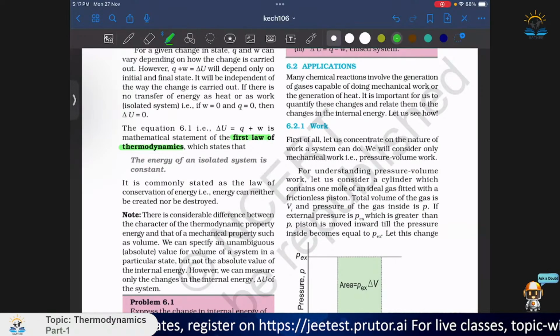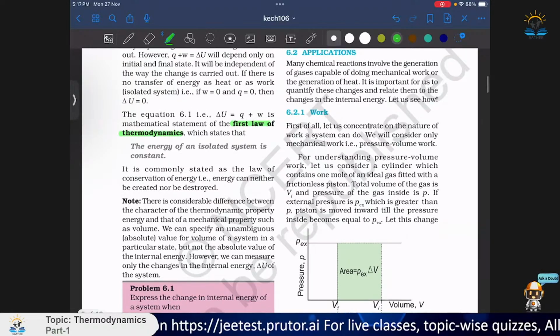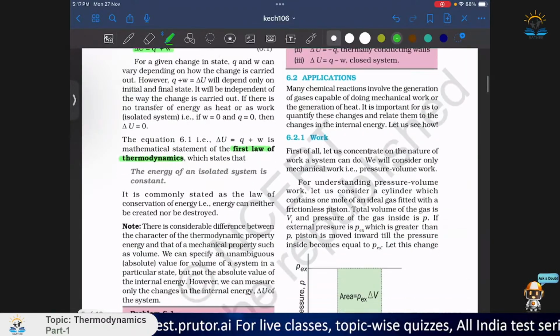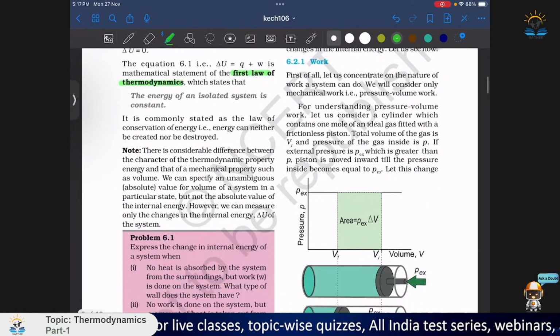It is commonly stated as the law of conservation of energy. Energy can neither be created nor destroyed. Next, we go to the practical applications of the first law. Okay, work. Let us concentrate on the nature of the work.